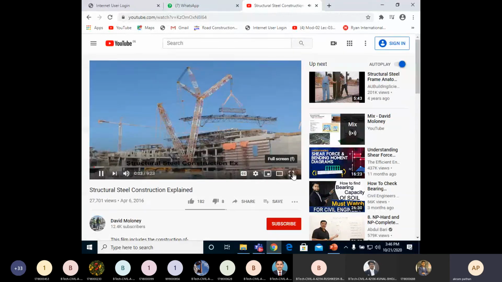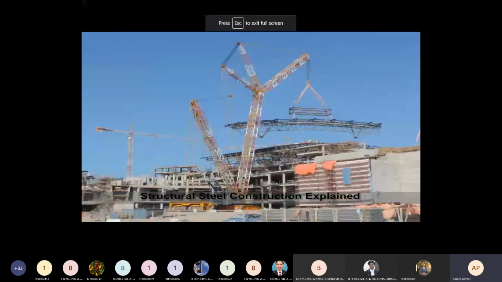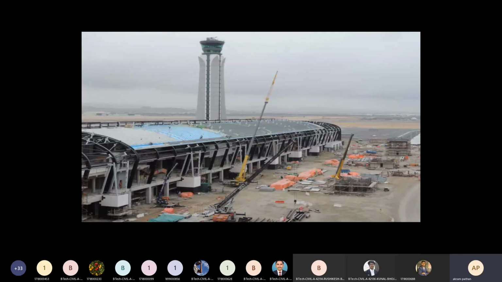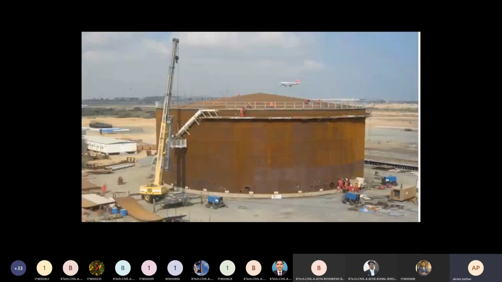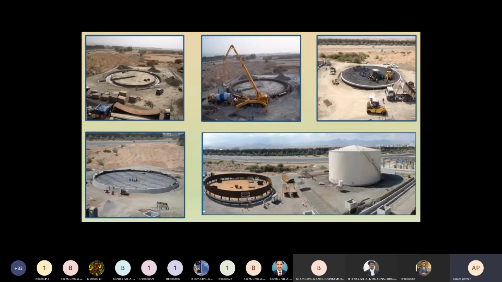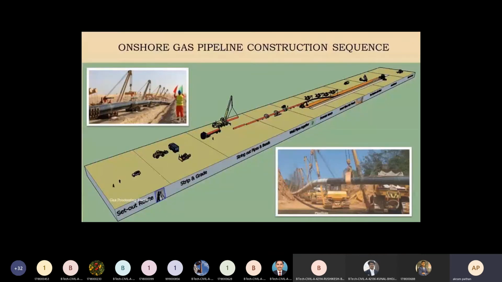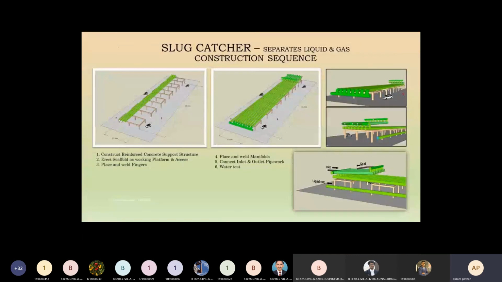Structural steel construction explained. This film includes the construction of multi-story building, roof trusses for airport terminal building, roof covering, tank construction using jack-up method, pipe rack, pipe spool fabrication, steel pipeline, slug catcher, cranes lifting distillation column.